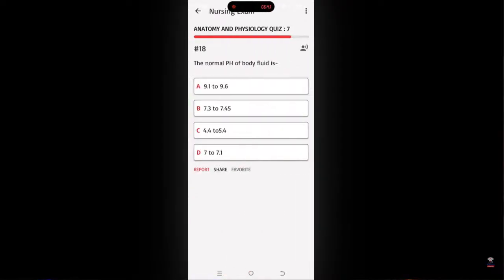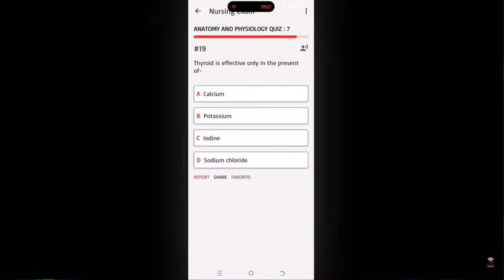The normal pH of body fluid is A. 9.1 to 9.6, B. 7.3 to 7.45, C. 4.4 to 5.4, D. 7 to 7.1. Correct answer. Thyroid is effective only in the presence of A. Calcium, B. Potassium, C. Iodine, D. Sodium chloride.